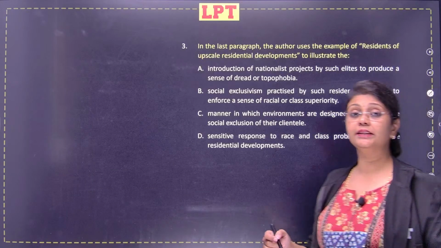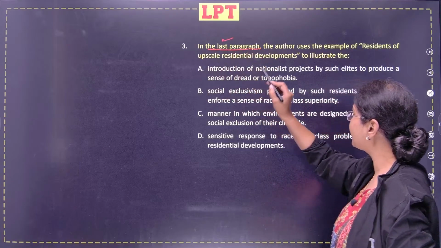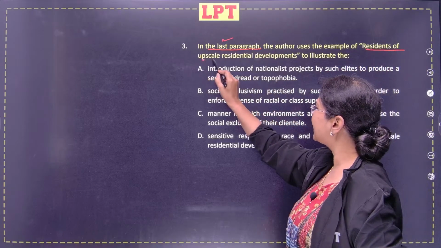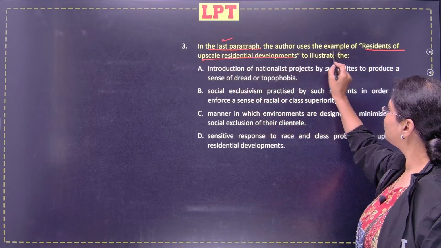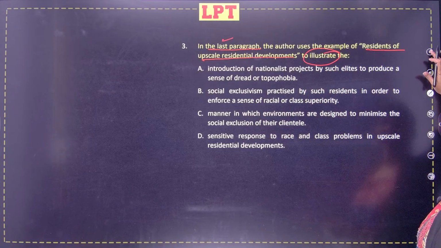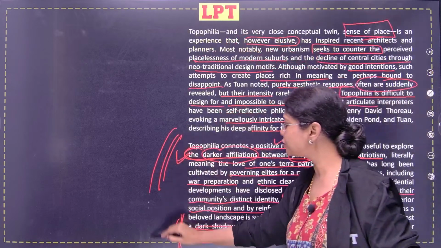Right, so let's read the third question. It says in the last paragraph, so we are talking about the last paragraph, the author uses the example of residents of upscale residential developments to illustrate that. So let's go back to the last paragraph and try to see. Yeah, here is the last paragraph, guys.